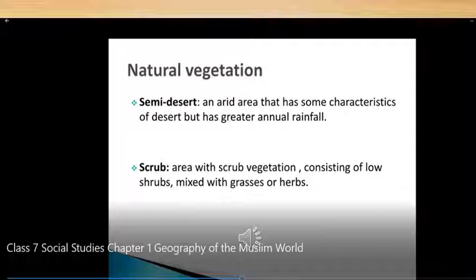Then some of the area is scrubland, the area that has rough and tough shrubs, mixed herbs, and consisting of low herbs. So these are all bushes, shrubs, grass, which we call shrubs, herbs. Okay. So again the scrubland is the area with scrub vegetation or rough vegetation consisting of low shrubs mixed with grasses or herbs.